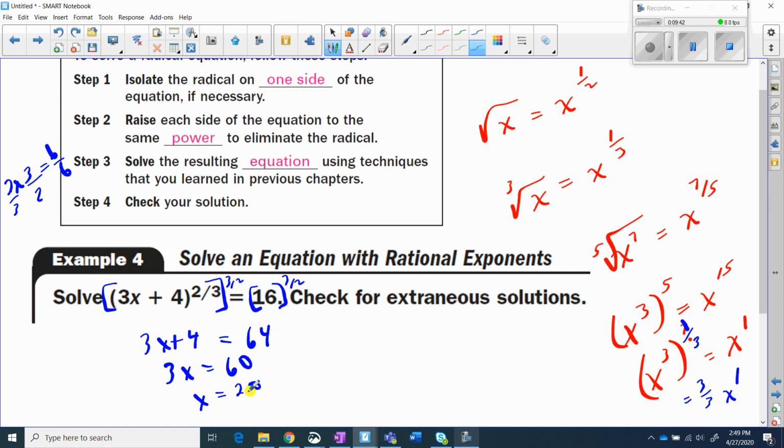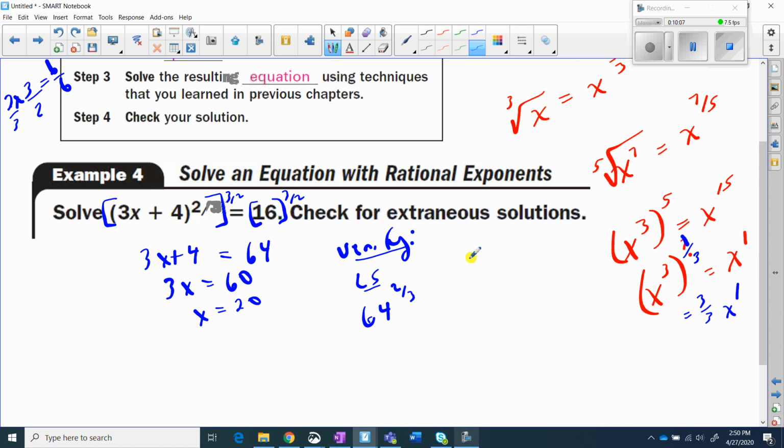In this case, x turns out to be 20. Verify and see how that actually works. So on the left side, if I put 20 in where the x is, I'm going to get 64. So eventually you can start speeding these up. Don't show all your work. So 3 times 20 is 60 plus 4, 64, to the 2/3. The right side is already a 16, so I don't have to do any work on that side. Just put here, right side, 16. Let's check this. The cube root of 64 is 4. And then I'm going to square it. It works. So that is our solution, x equals 20.